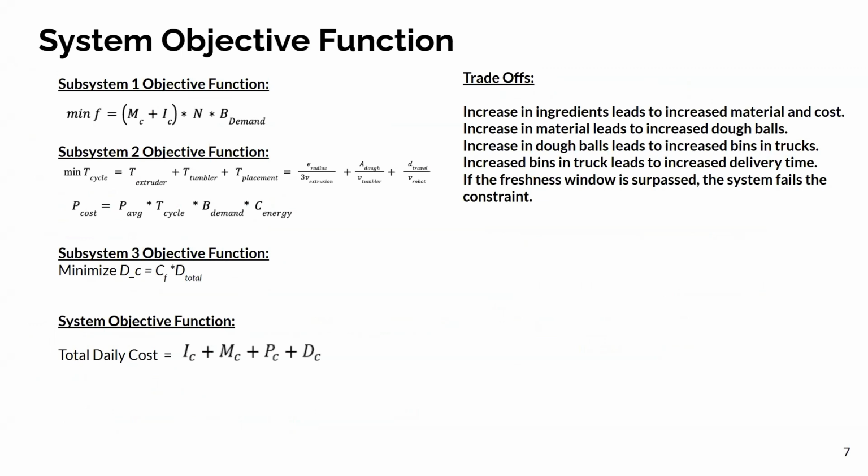Combining all the objective functions from the three subsystems for full system optimization, we obtain the objective function of the system, which focuses on optimizing the total daily cost, which includes the cost of ingredients, the cost of the mixing, the cost of power, and the delivery cost. The trade-offs between the constraints and the objective function are shown to the right, where the increase in ingredients leads to increased dough balls and bins, which ultimately leads to increased delivery time, which could risk surpassing the freshness window constraint. Therefore, trade-offs need to be monitored to remain within allowed limits.